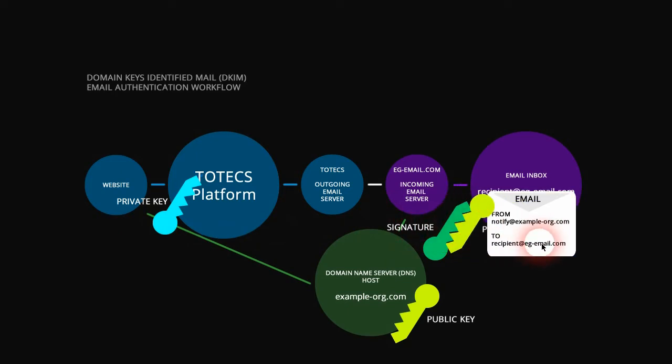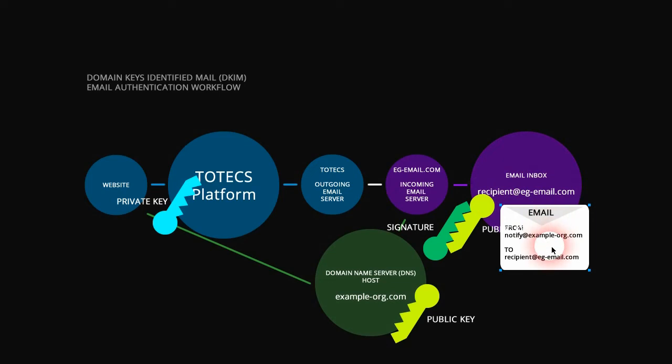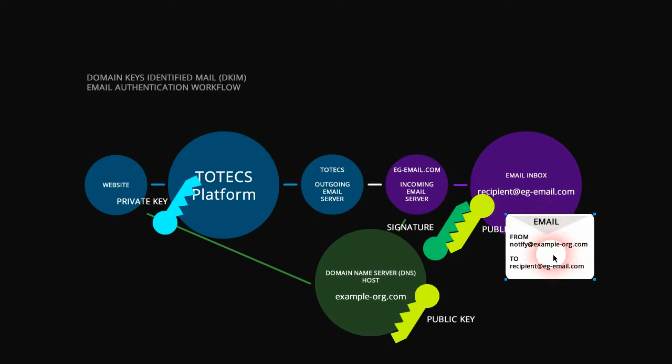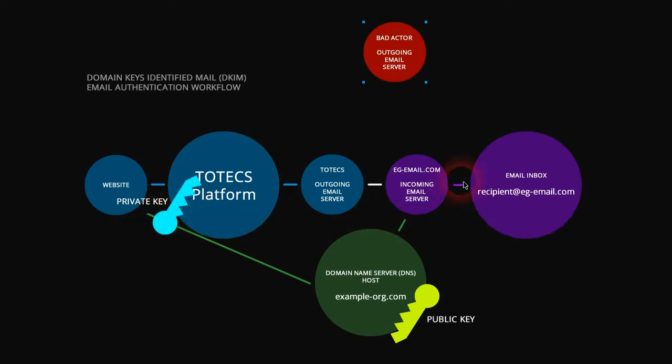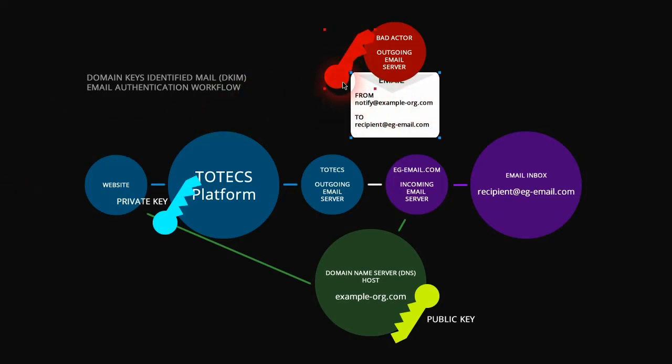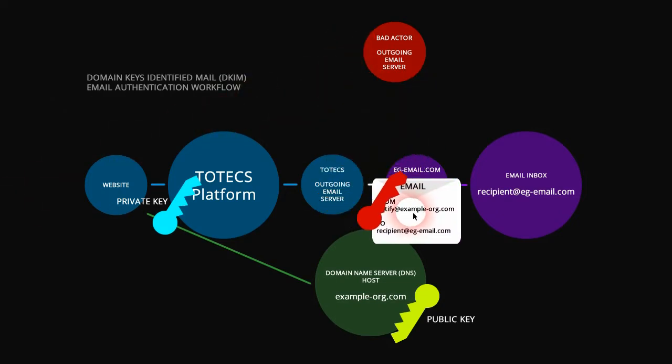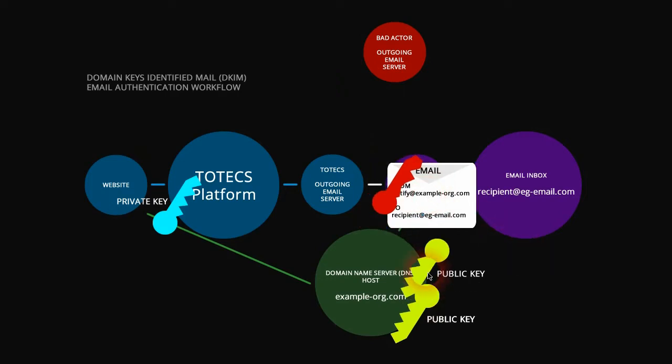So if that all works out, the email can then go to the recipient and it won't flag the email as being spam, because it knows it came from a trusted sender. So in this case, the TOTECS platform would be the trusted sender because it has the private key. Now let's say we had a bad actor who also had their own private key that they were signing the email with. When that got sent to the incoming mail server of the recipient, the incoming mail server will be able to check if the signature matches up with the key.